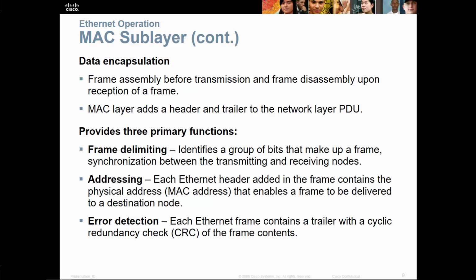For our MAC sublayer, part of the data encapsulation deals with our frame assembly before transmission, as well as frame disassembly upon receipt of a frame. The MAC layer adds the header and trailer to the network layer PDU. That's our frame. It provides three primary functions: frame delimiting, addressing, and error detection. Frame delimiting identifies a group of bits that make up the frame. That's the synchronization between the transmitting and receiving nodes, essentially the start and end bits for our frame.